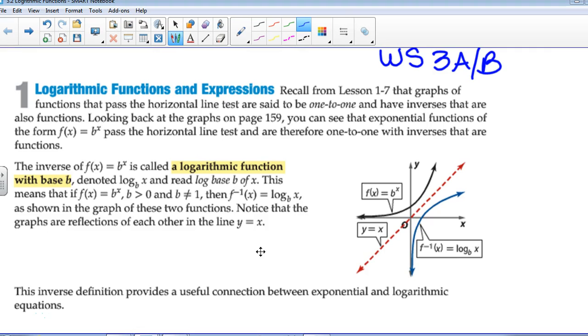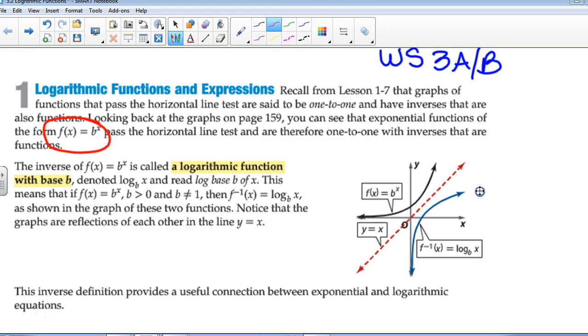We're talking about logarithmic functions today and introducing the idea of a log, okay? The whole reason we have logarithms is because we needed a way to find x when it's in the exponent, okay? The inverse of an exponential function is a logarithmic function. So if we had y equals 2 to the x, we'd graph it, and if we wanted log base 2 of x, we'd just do the inverse.